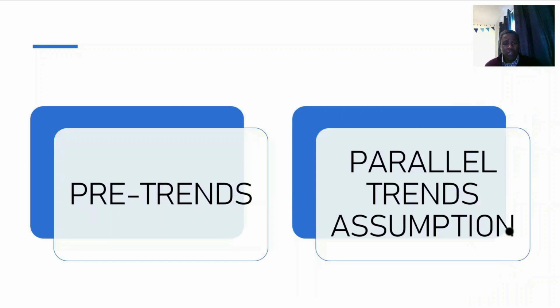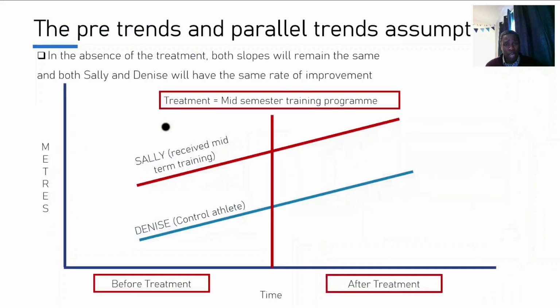Now, before we do any difference in difference testing, we need to do something called the pre-trends analysis and the parallel trends assumption. I'm not going to do that now because we just don't have that much time and you don't really want to see this. But what this actually means is that we have a graph before the actual treatment. Now, this is a treatment here. This is Sally's training program. The two athletes should have reasonably similar jumps, basically performances in this instance.